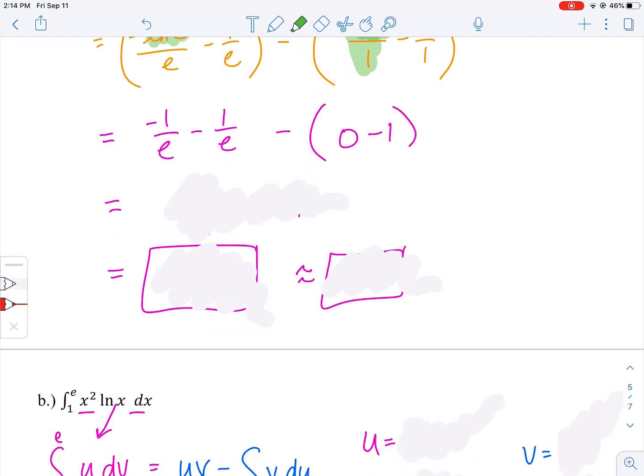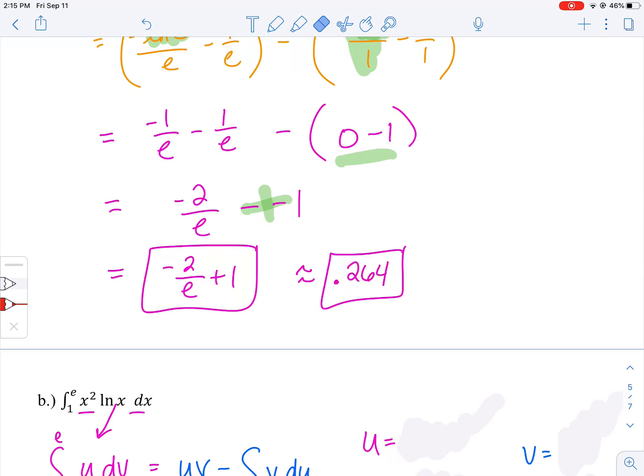All right, combining some like terms here, I ended up getting a -2 over e. That's a -1 over e minus another 1 over e, which is a -2 over e. That's combining my like terms, keeping my common denominator, and just subtracting the numerators. In my parentheses over here, I have a 0 minus 1, which is a -1. And then remember, I'm subtracting it, so those two negatives make a positive. So I end up with a -2 over e plus 1. That would be my answer in exact form.